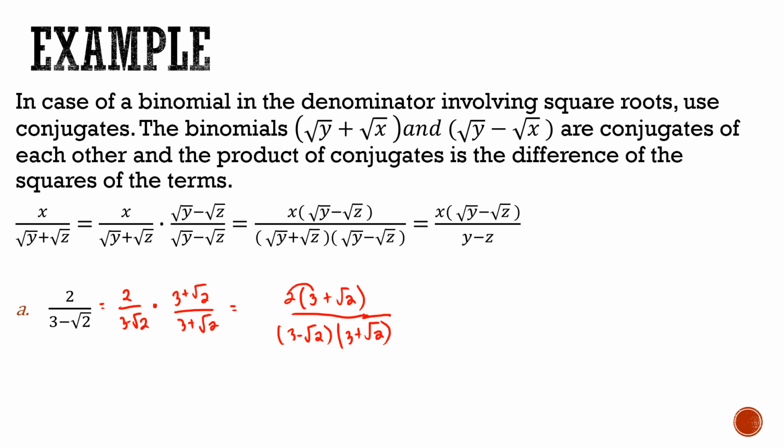The next step is to distribute the 2 one by one to the 3 and the square root of 2. So we have 2 times 3 is 6, plus 2 times square root of 2 is 2 square root of 2, over, so we have 3 times 3, so we have 9. So you will just simply use the FOIL method. Okay, so we have 9, then plus 3 square root of 2 minus 3 square root of 2, okay, and then minus square root of 4.